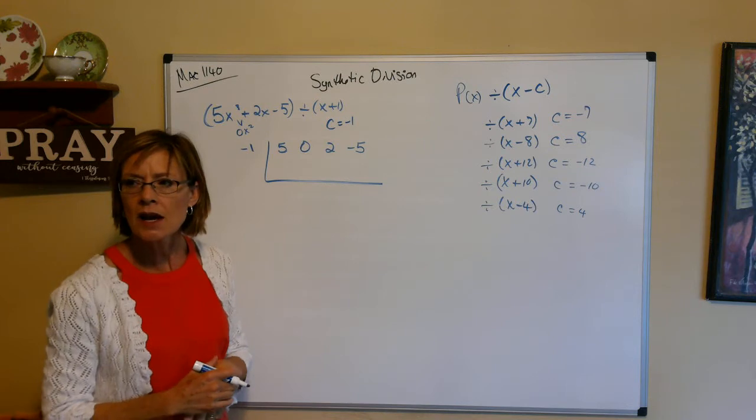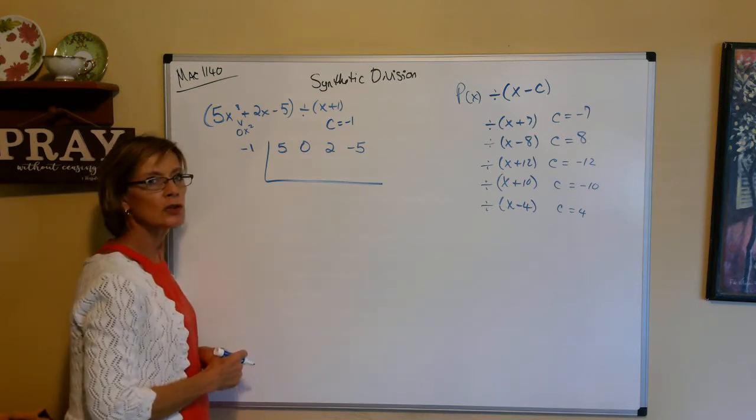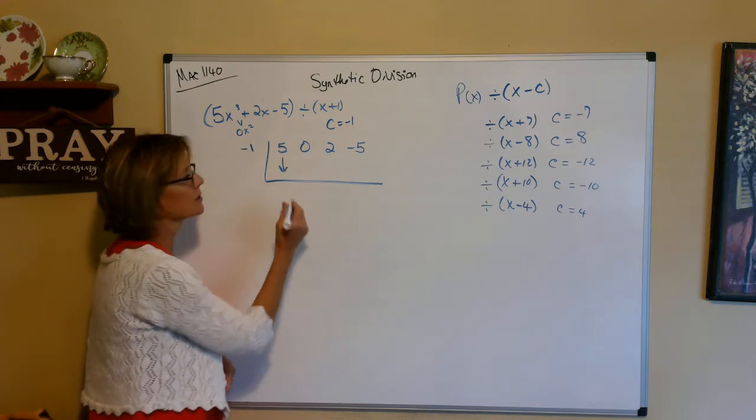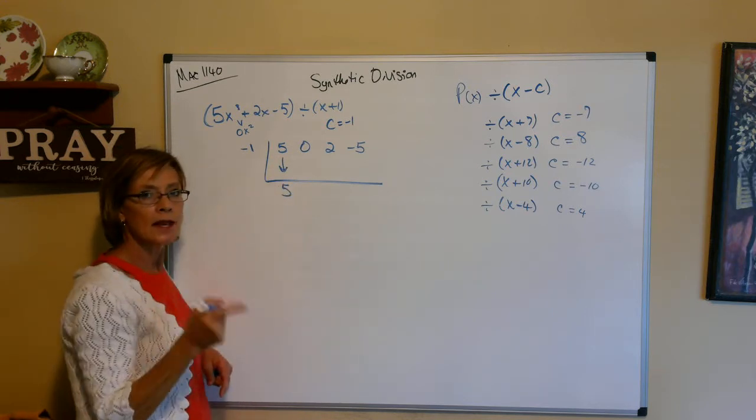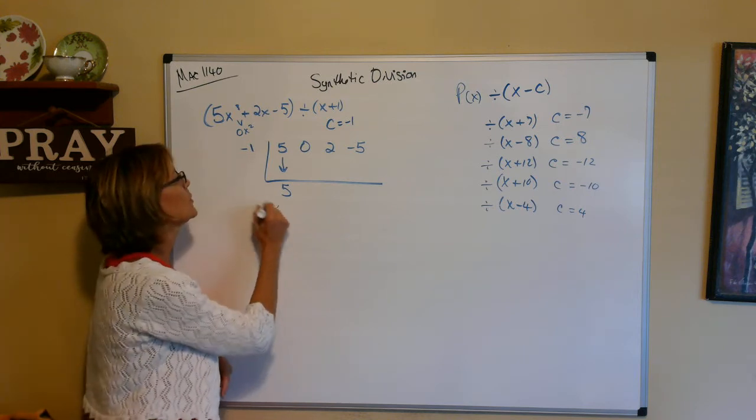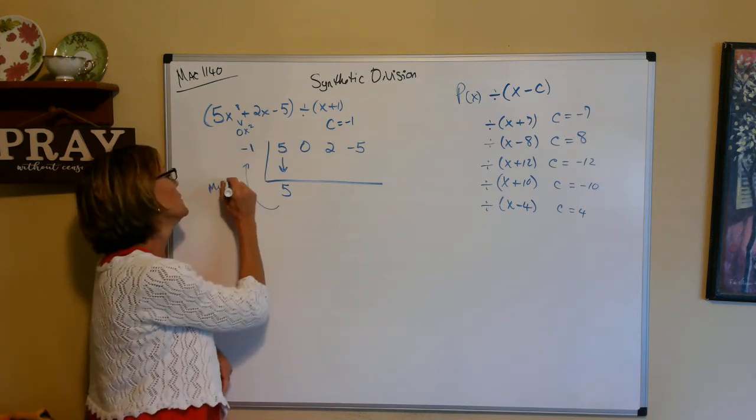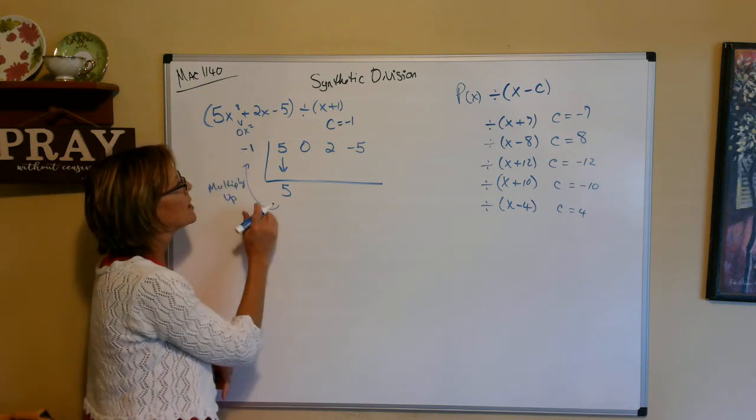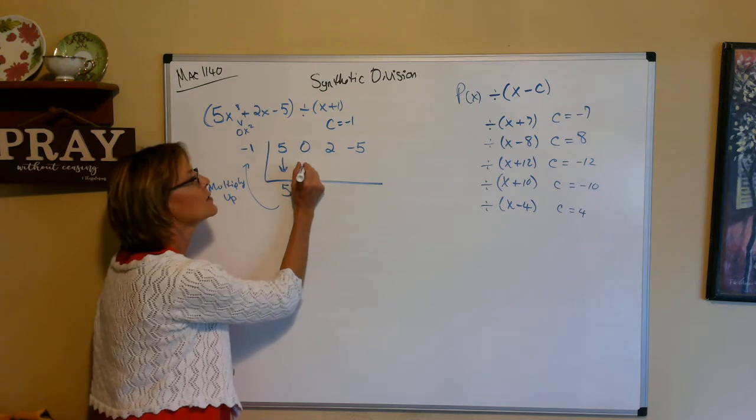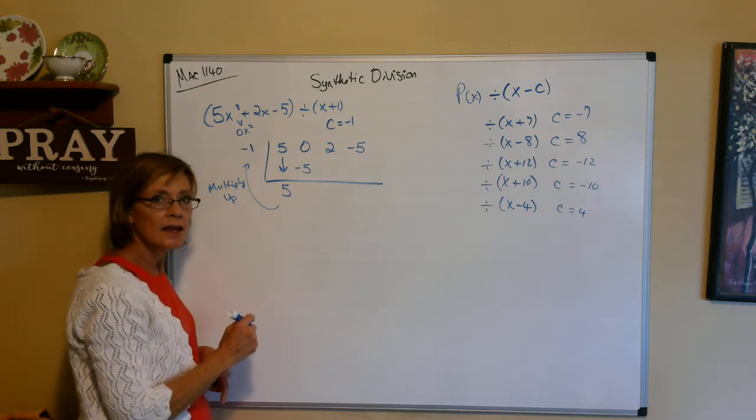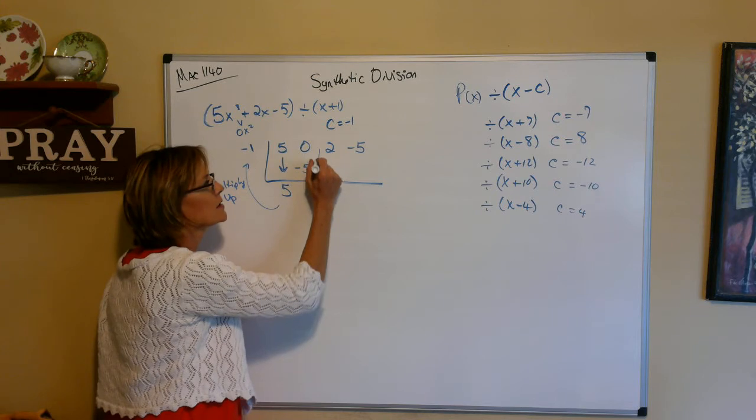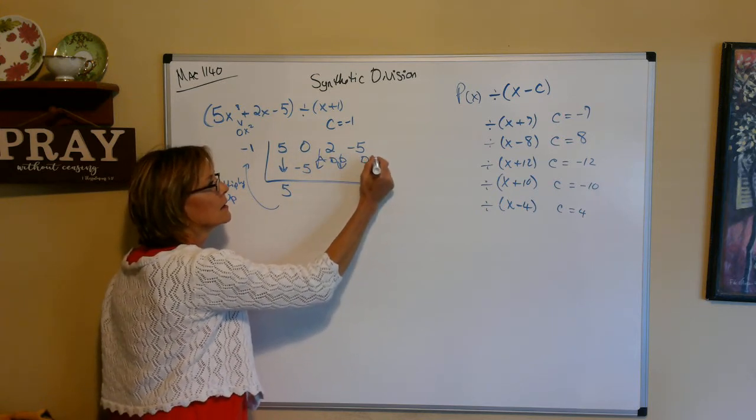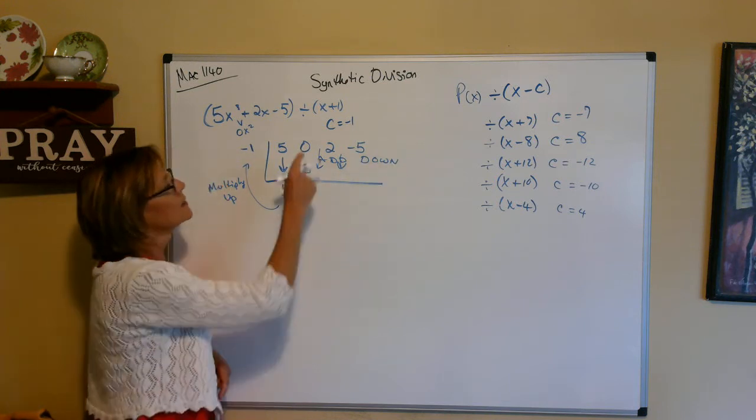Okay. So here's how you use synthetic. First thing you do is you just bring down the first number to get things started. So we bring down the 5. And then the next operation is to multiply up. So we multiply up. 5 times negative 1 is negative 5. And that goes in this position. Then we add down. So the rest of the time, we're going to be adding down.